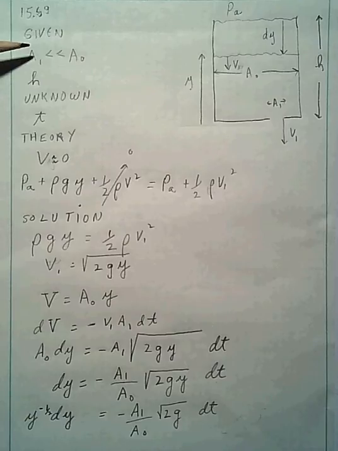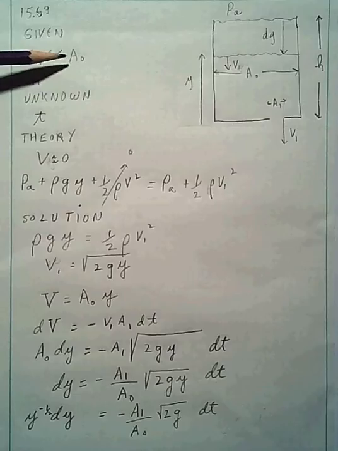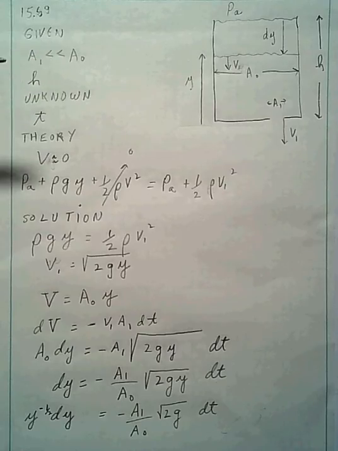So we're given the areas and the fact that A1 is very much smaller than A naught, and the height of the can. And in terms of these parameters, we'd like to know how much time it takes for this water to drain out of this can.